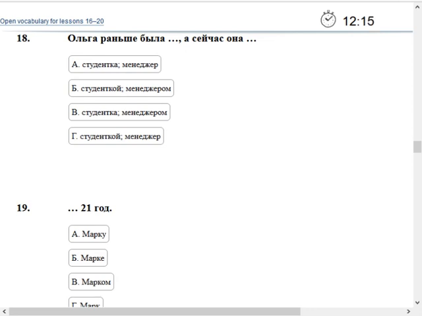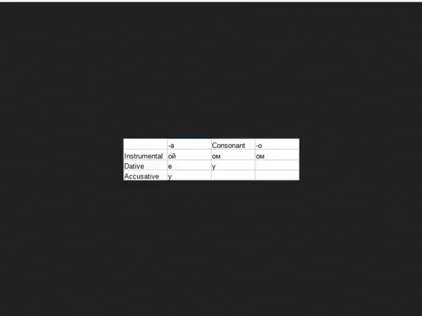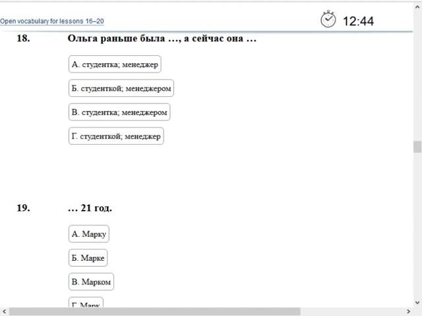So Olga used to be a student, but now she is a manager. The first form is instrumental case, used to be a student, and it's studentka because she's a woman. And what happens to a word that ends in A when it's the instrumental case? Again, a word that ends in A becomes oi in the instrumental case. So it's studentkoi. It could be either the second one or the fourth one.